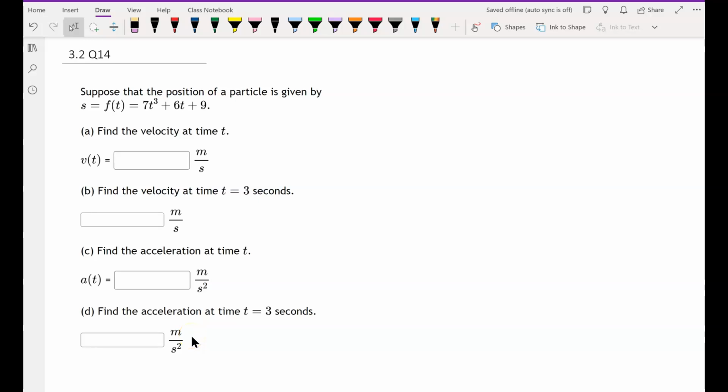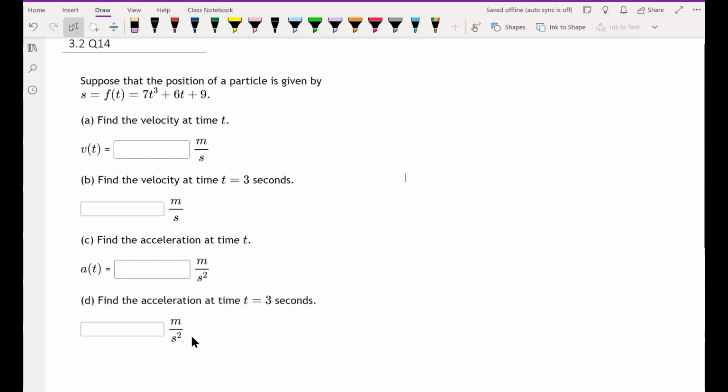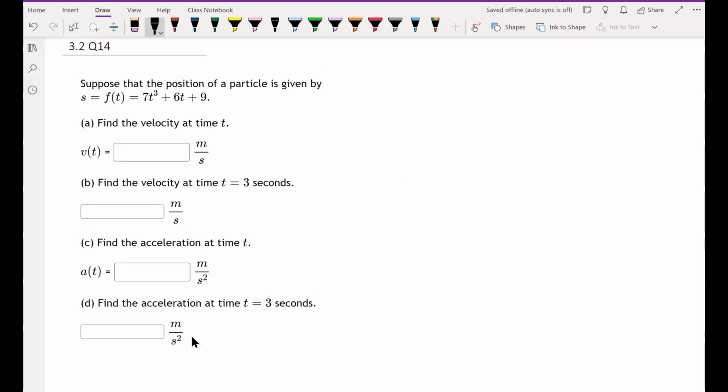In this video, we will use the position of a particle that's given by a cubic polynomial, and we will use the definition of a derivative to find the velocity at a point, and then we will find the acceleration, and then the acceleration at a point. So we will start by finding the velocity of the particle.